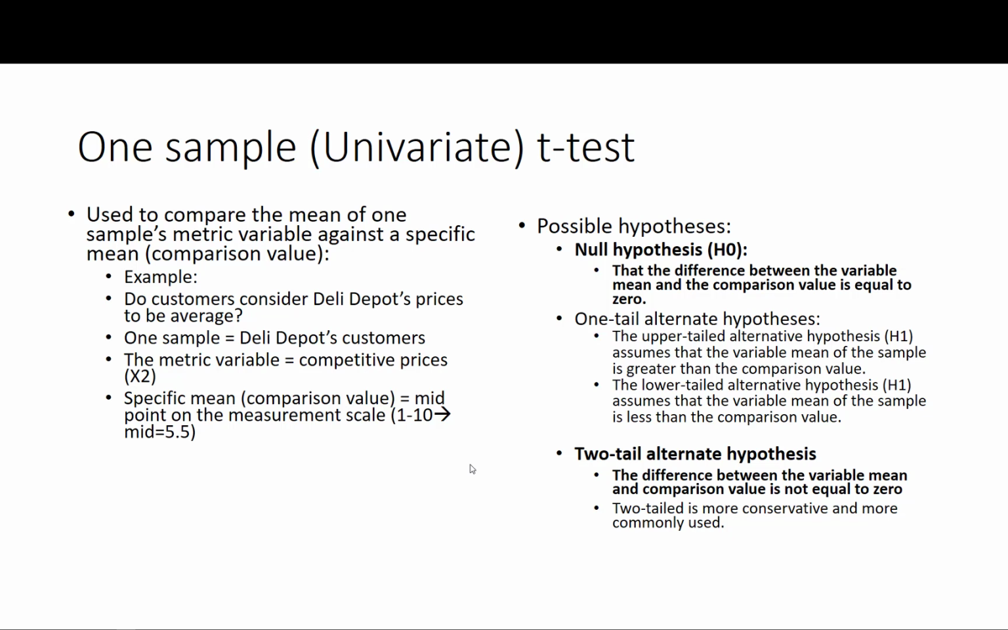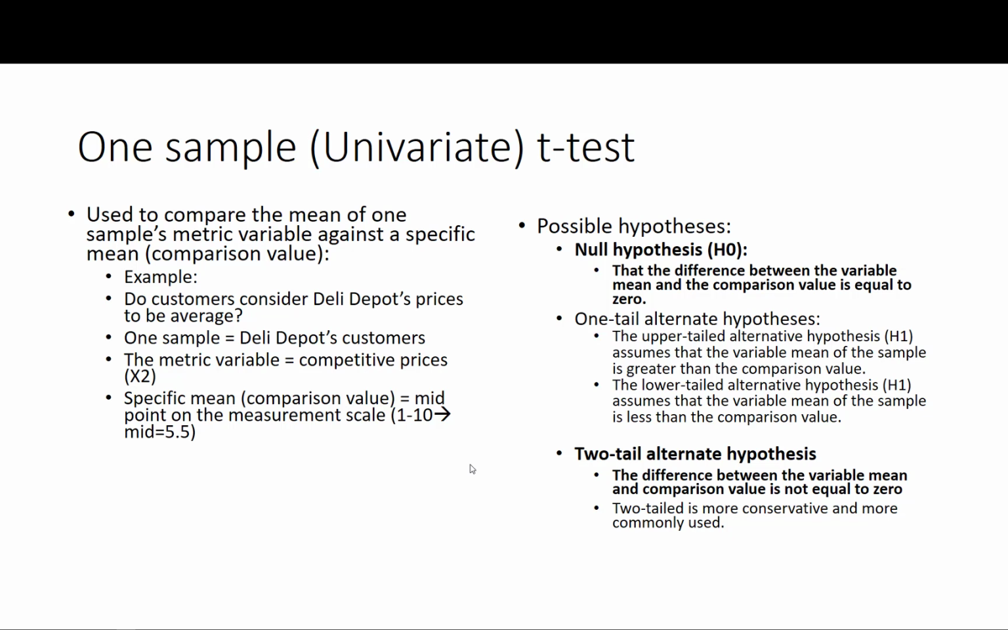So the example I'm going to use to demonstrate how to do a univariate t-test is from the Delhi Depot data that is available on Wattle. The question here is, do customers consider Delhi Depot's prices to be average? So the one sample that we are using is Delhi Depot's customers. The metric variable that we are testing is competitive prices, and the comparison value, or the specific mean that we are testing, is the midpoint between 1 and 10 on the measurement scale used in the survey of competitive prices.